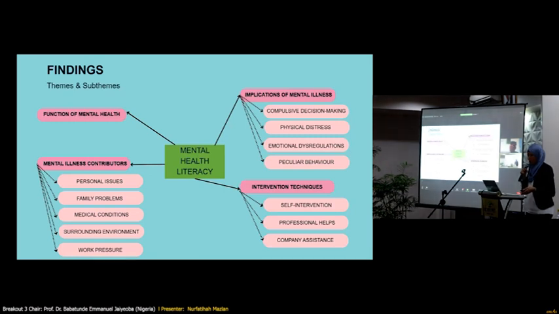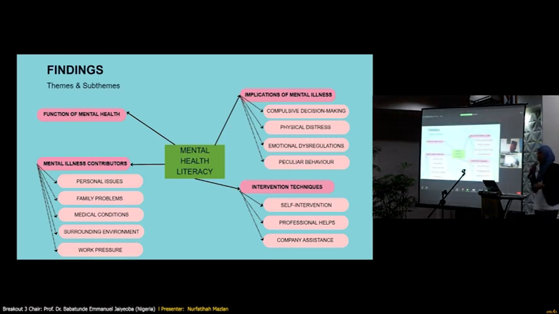Next subtheme is family problems. The majority of the informants stated that family problems such as broken family, toxic family members, as well as lack of support and understanding from the family members drive them towards mental illness. Past research has shown that disturbance in family structure, such as abuse and mistreatment, can cause mental illness to one of the family members.